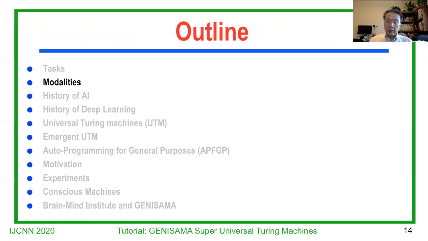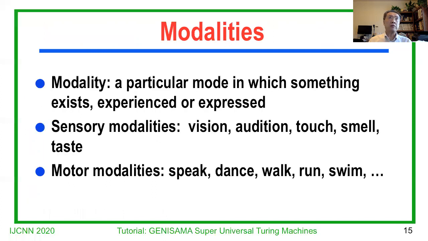Okay, move on to modality. What do you mean by modality? Modality is a particular mode in which something exists, is experienced, or is expressed. And there are sensory modalities and motor modalities. Sensory modality is vision, audition, touch, smell, and taste. Motor modality includes things like speech, dance, walk, learn, swim.